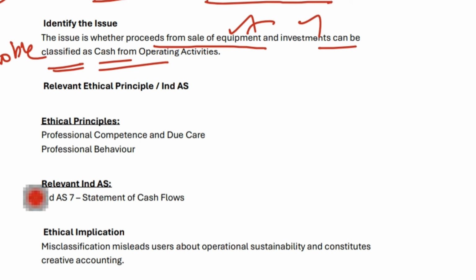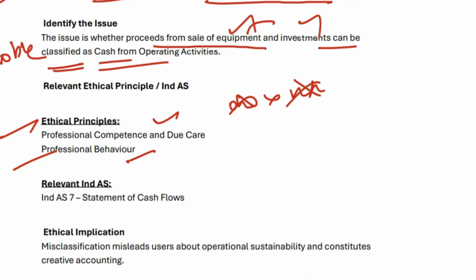What is the correct action? The chartered accountant should ensure the classification under the investing activity, and he has to prevent the misleading presentation, right? So here there is no objectivity and integrity coming in this question. Okay, here it is only professional competence and due care and professional behavior. Relevant Ind AS, you can easily identify it as cash flow, right? What is the ethical implication?